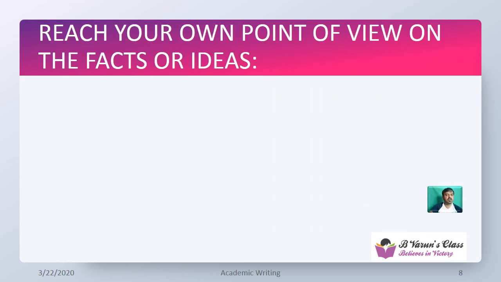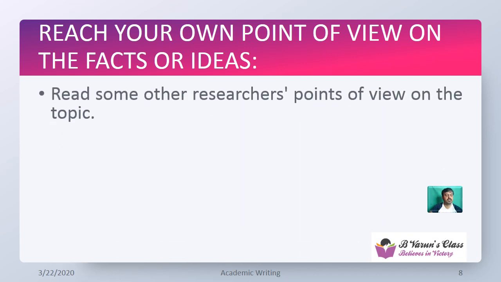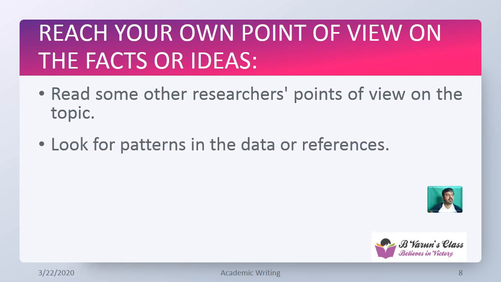To reach our own point of view on the facts or ideas, how can we reach our own point of view based on the facts or ideas we have? First thing, we need to read some other researchers' points of view on the same topic. Who do you feel is the most convincing, either our own topic or the previous topics? Second one, look for patterns in the data or references. Where is the evidence strongest, either in our own point of view or in the researcher's point of view?